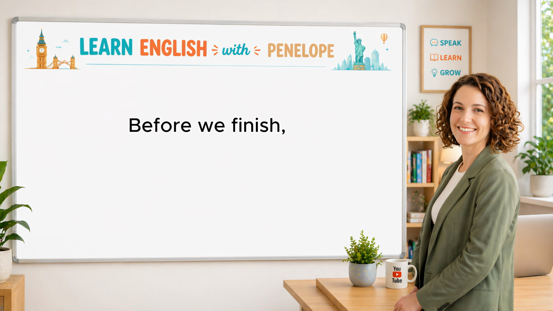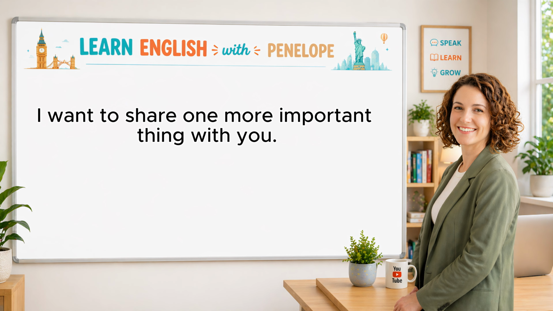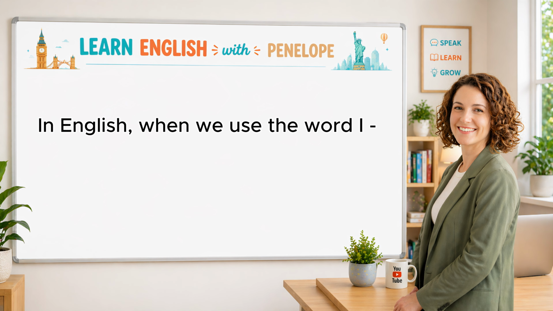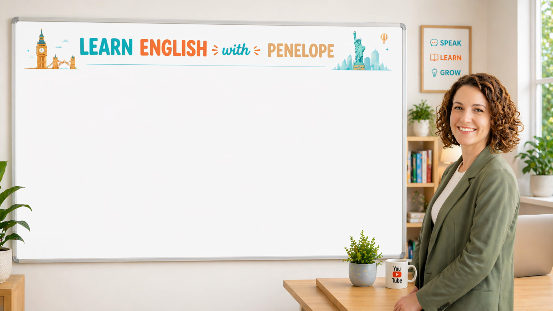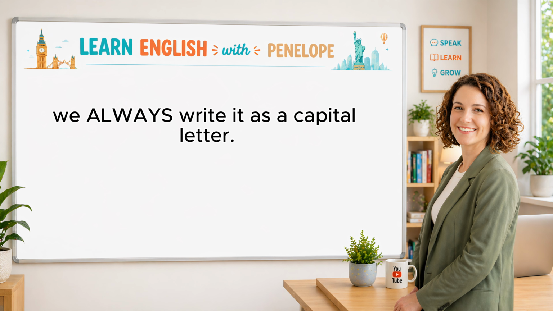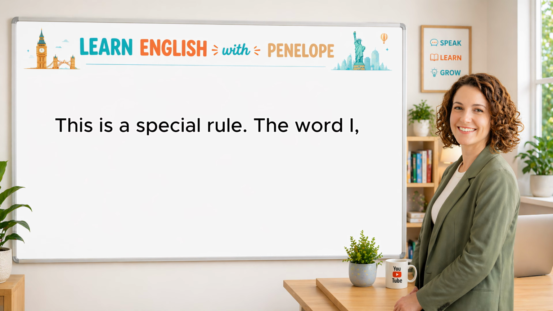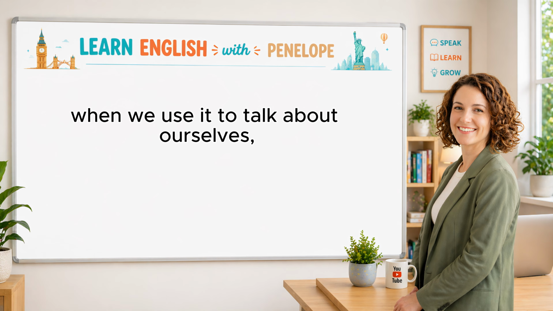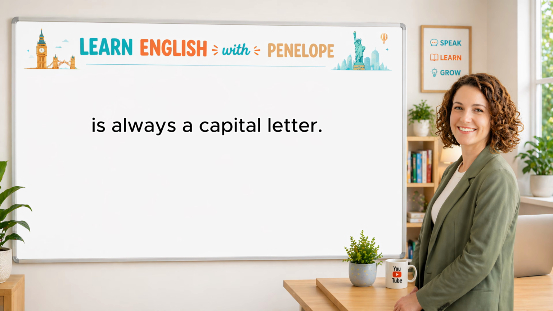Before we finish, I want to share one more important thing with you. In English, when we use the word I, meaning myself, the person speaking, we always write it as a capital letter. This is a special rule. The word I, when we use it to talk about ourselves, is always a capital letter. Not a small i, always a big I.